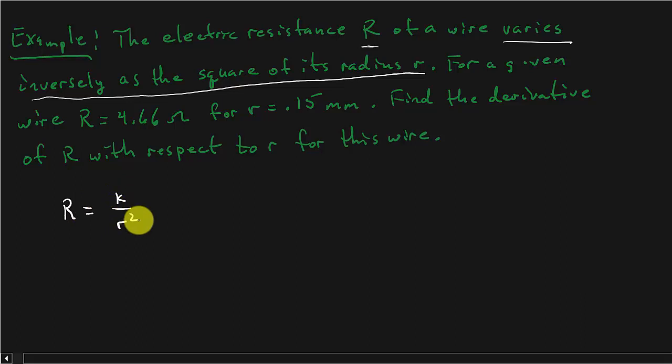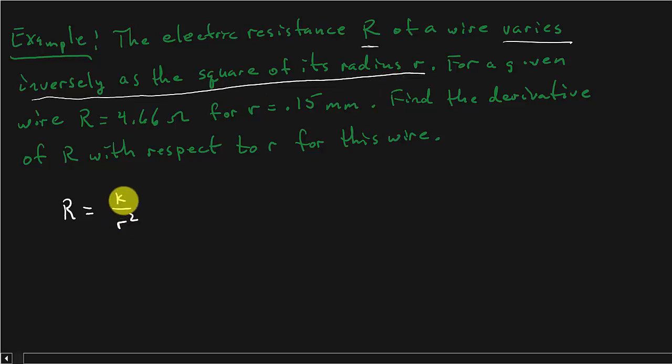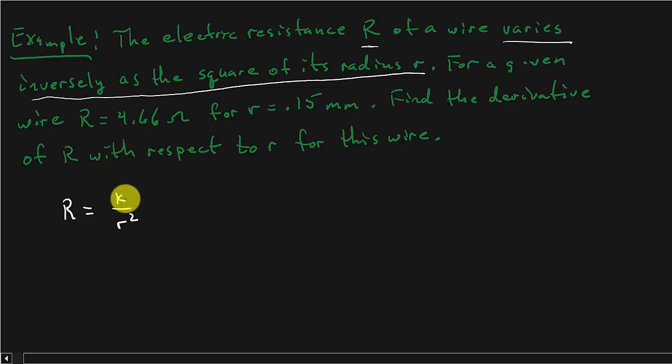Remember that from algebra? Varies directly, varies inversely, varies jointly. If it varied directly as the square of its radius, that would be k times r squared. Inversely is k over r squared. All right, so what do we need to do to take this derivative? Well, we know how to take the derivative, but there's something we need to do first. We need to know what k is. K is a constant, right?